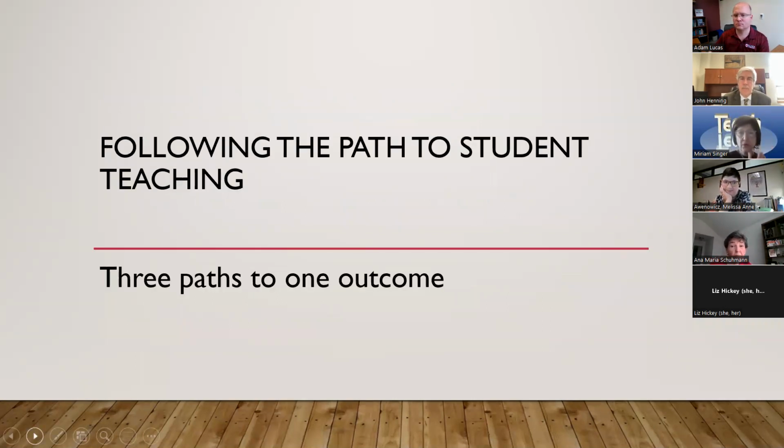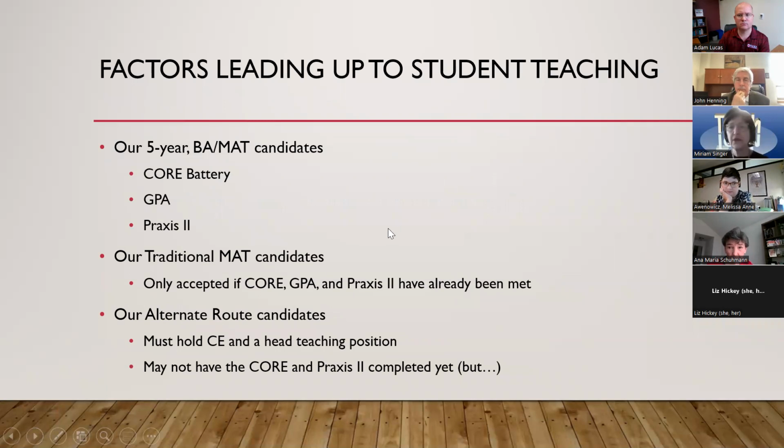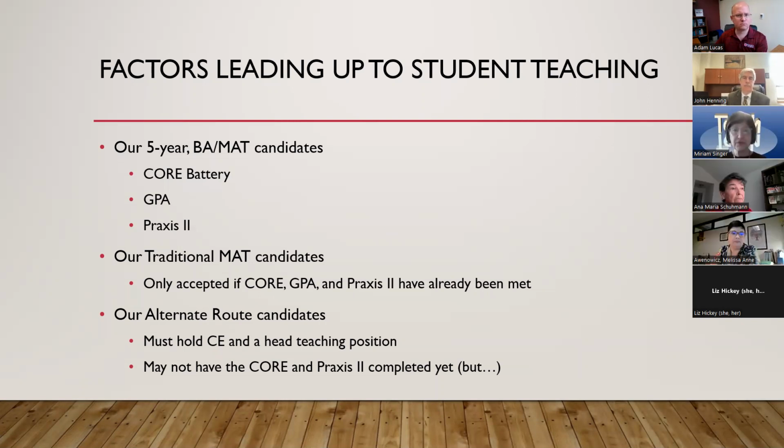Okay, so we're going to follow the path to student success, and I have to tell you that there are 3 routes in our program. Our first route is our 5-year BA MAT program. We call it the QUEST program. Those students come in, finish their bachelor's degree in 4 years, begin their graduate studies in their junior year, carrying 15 credits that serve dually both for their BA and then moving forward into their 36 credit MAT in the 5th year. Those students are required to take the core battery by the time they hit 60 credits, maintain a GPA of 3.0 or better throughout the entire program, and pass the Praxis 2 before they're permitted to student teach.